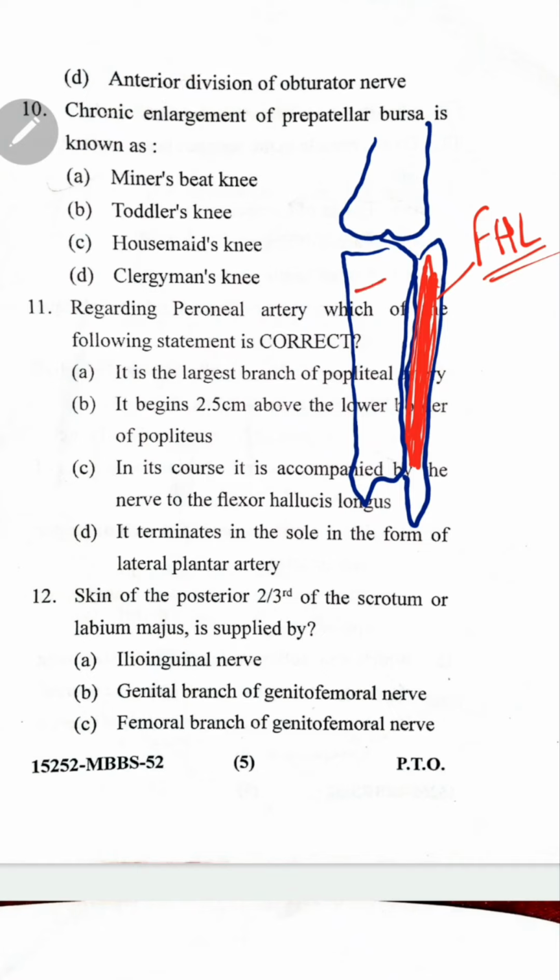There will be a crossing happening. And what muscle arises from the posterior aspect of the tibia? This is flexor digitorum longus, from behind the tibia. So remember what I told you, that behind the flexor retinaculum there will be a crossing of these tendons, because this will have to go medially in the sole and this will have to go laterally in the sole. So there will be a crossing of these tendons outside the retinaculum.